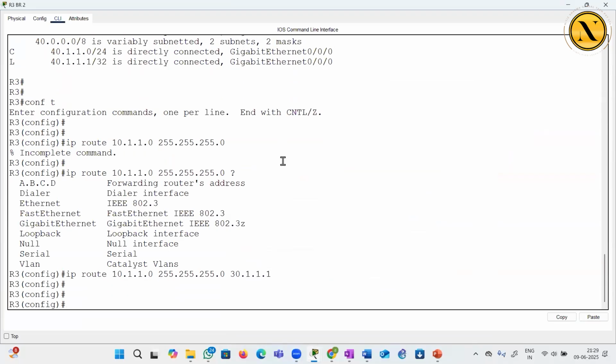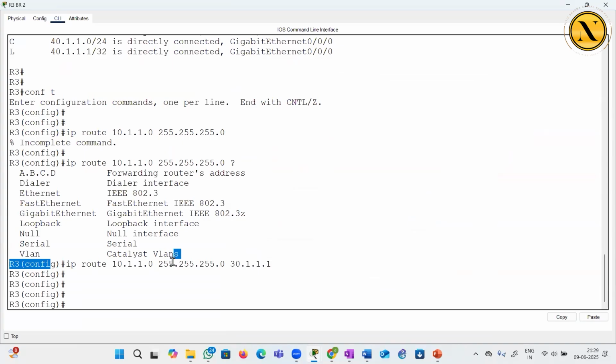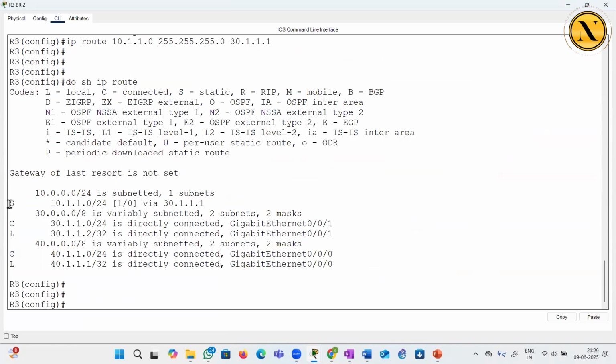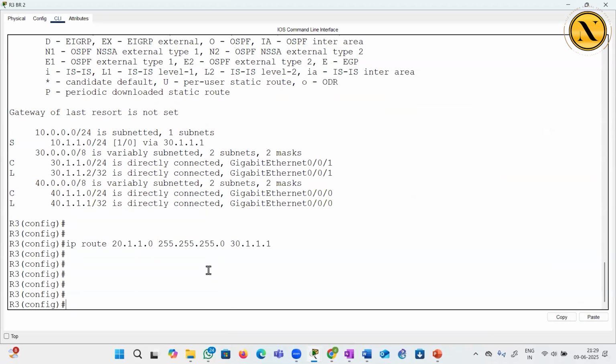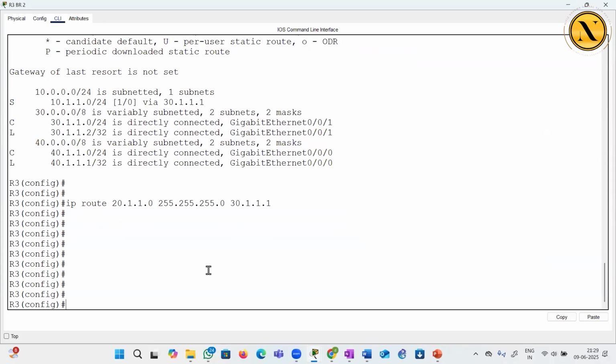So, 10.1.1.0 next hop 31.1. Now we have configured one static route. Do show ip route. See, we have now one static route up to 10.1, right? And if I get a packet, I'll just send it to 31.1. Now we have to configure one more static route up to 20.1.1.0, right? Again the same, 20. So I have now configured two static routes. See that? Do show run.